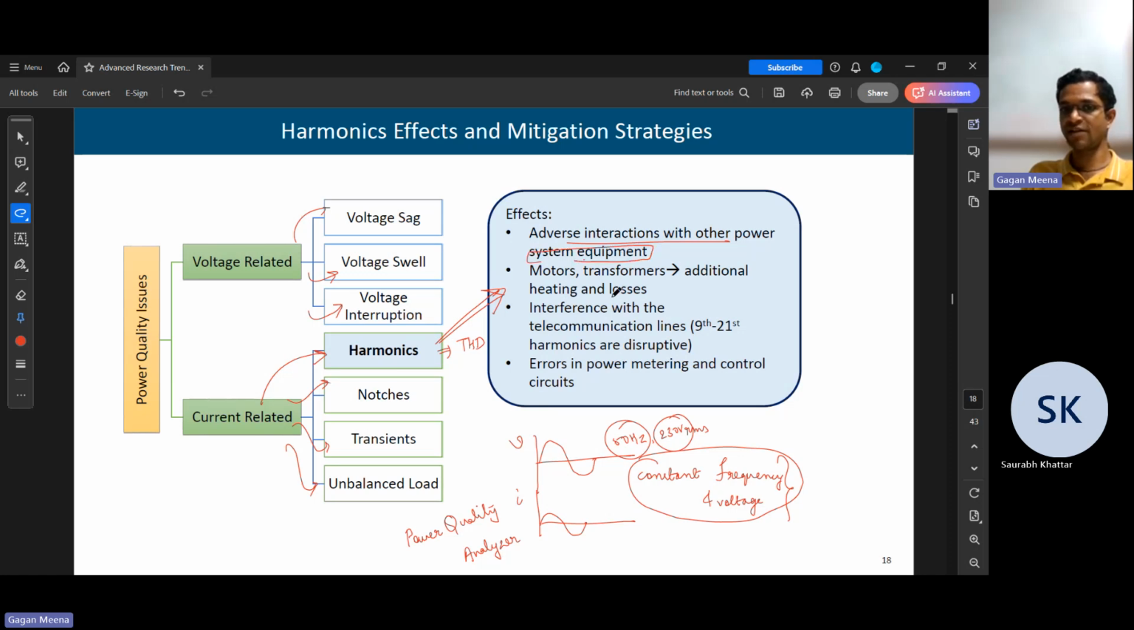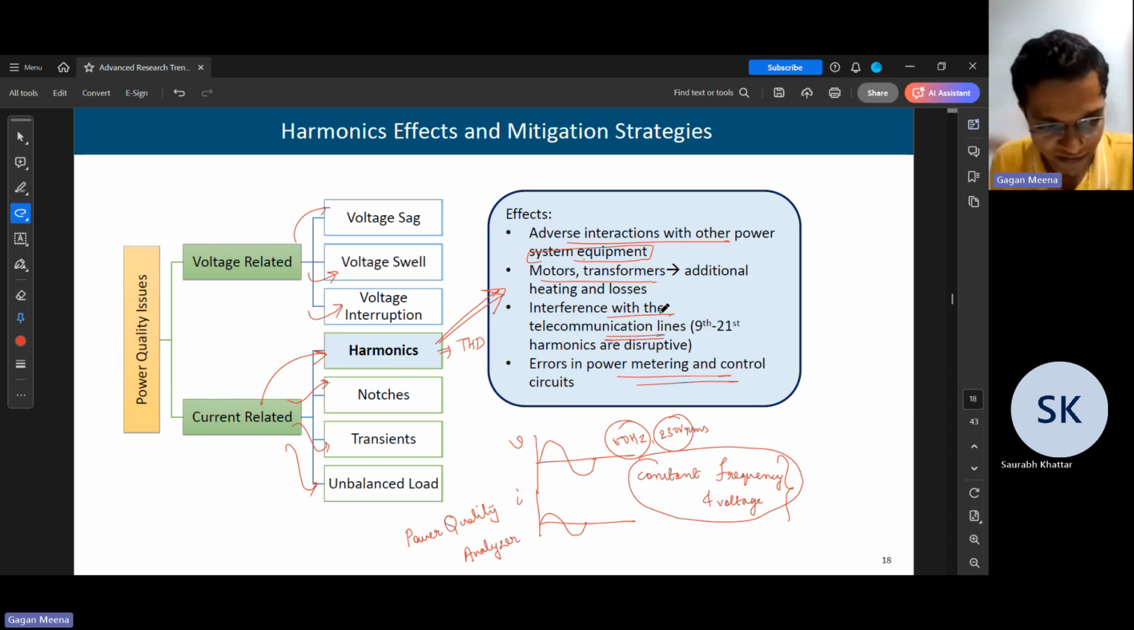They result in additional heating and losses in motors and transformers. They interfere with telecommunication lines, and they also create errors in power metering and control circuits. Even in protection, second harmonic restraint relays are used. First of all, from the voltage and current signal, the second harmonic is removed, and then the protection decisions are made.